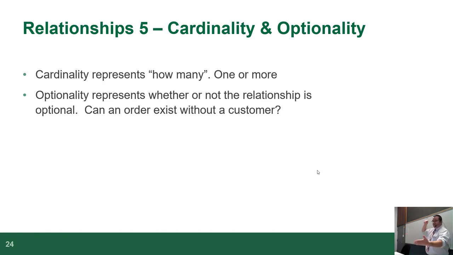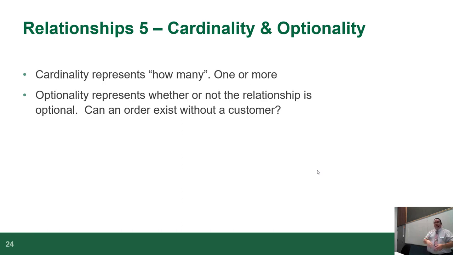As in, you get to the end, you check out, and I want my stuff tomorrow because I got Prime. You cannot hit checkout until you have a customer because they don't know where to send it to. They don't know any of that information. An order cannot exist without a customer because you don't know who you sold it to. So that is optionality. On the other hand, a customer can exist without an order.